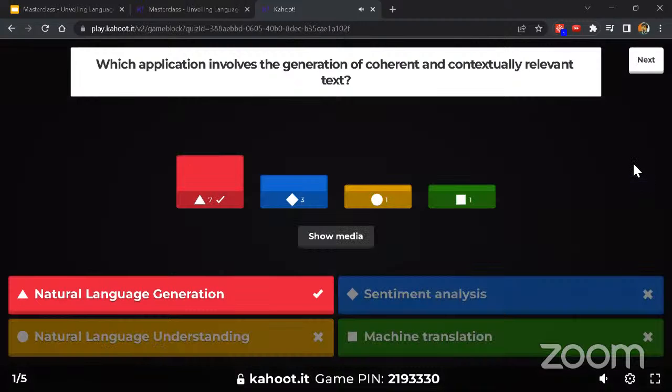Okay. All right, natural language generation, almost everybody got it right. Not machine translation, because we don't generate something in machine translation. Sentiment analysis also not, because that's positive or negative sentiment on Twitter tweets. We were talking about generation of coherent and contextually relevant text. Sentiment analysis is more of a classification problem, where you look at a particular text and try to classify what sentiment it is. It's going to be natural language generation. Yes, coming to the next one.